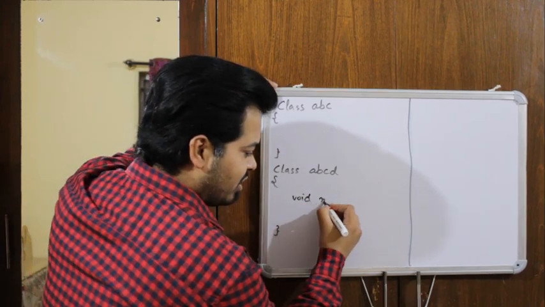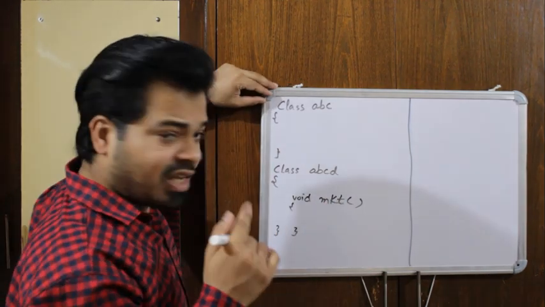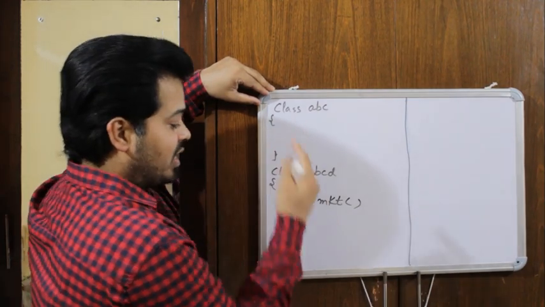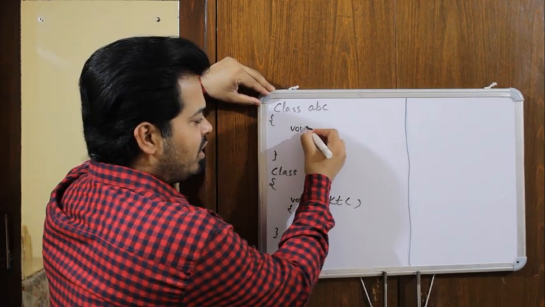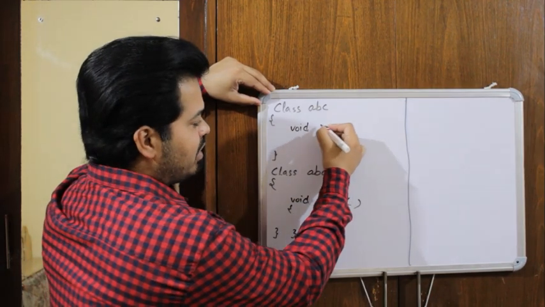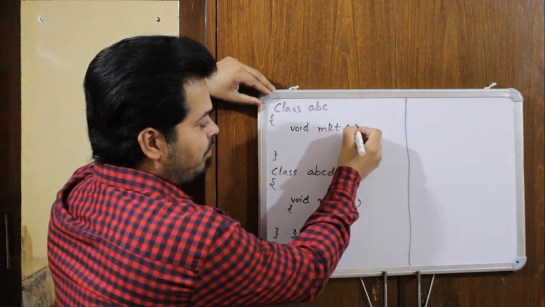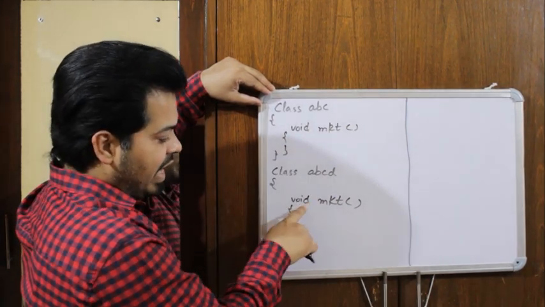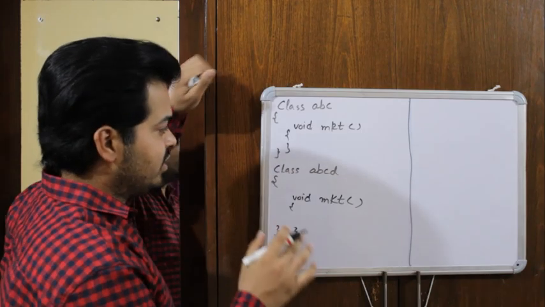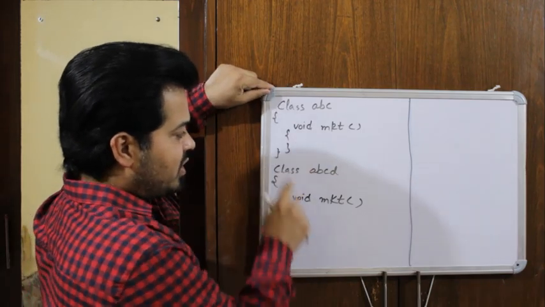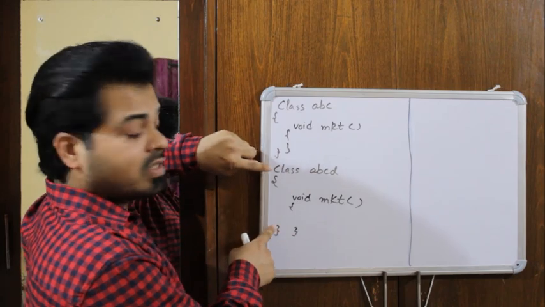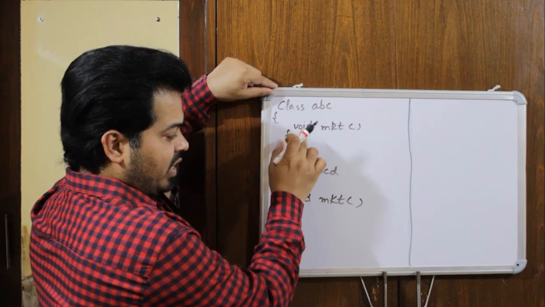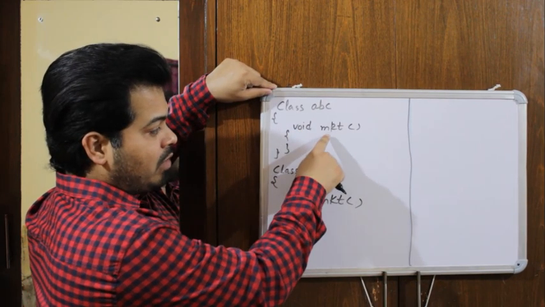Let's say the name of the method is MKT, and as the definition says, developing a method in the subclass as in the superclass. That means you now have a superclass which has a method called MKT. Now you are trying to create the same method as in the superclass. That is, you have developed two methods here, one in the superclass and one in the subclass. In your superclass method, the return type is void, and here also the return type is void, and the name of the method is MKT.